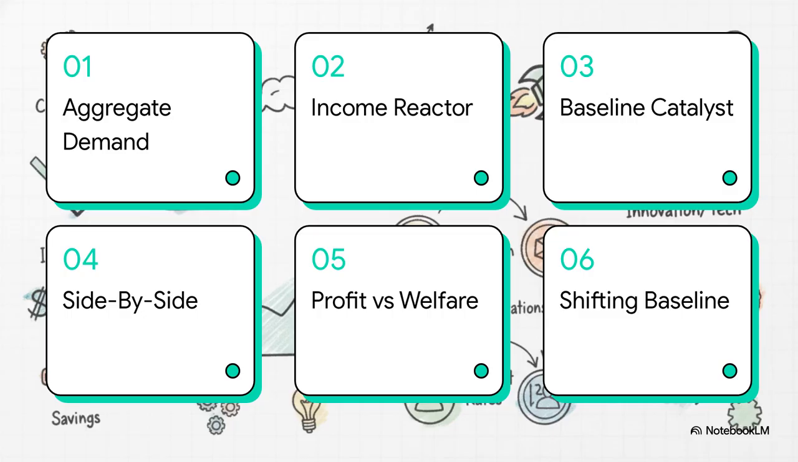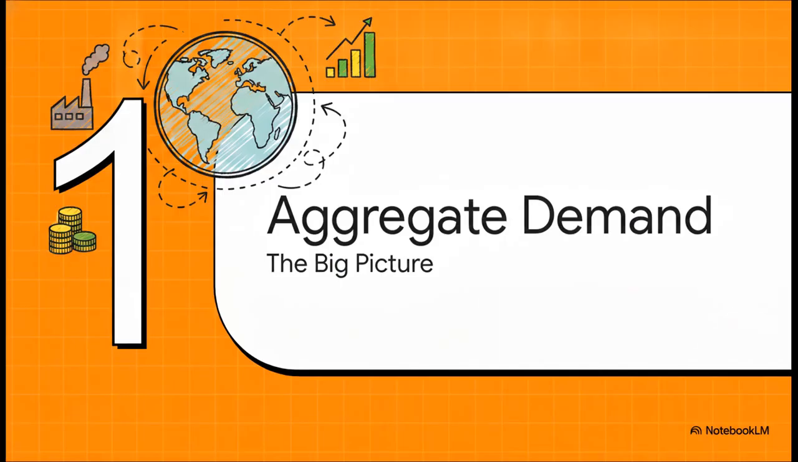Here is our roadmap for today. We'll start with the engine of aggregate demand, meet the income reactor, and then meet the baseline catalyst. After that, we'll put them side by side, weigh profit against public welfare, and finally talk about shifting the baseline. Let's get right into it. Starting off with Section 1, the engine of aggregate demand.